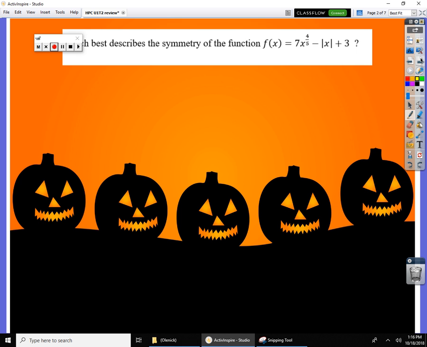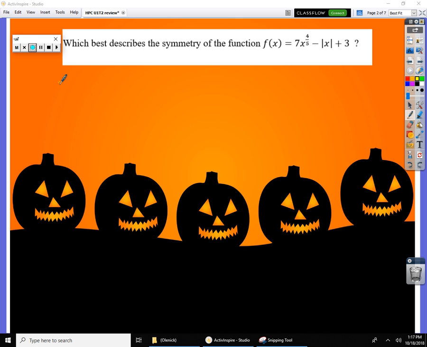Number 2. Which best describes the symmetry of a function? All right. How can I test the symmetry of the function? Who remembers? What do I sub in? What value? But you did give me a good idea. What value do I substitute in? Guys, this was in the last unit. How do I determine even and odd? What do I replace x with? Negative x. Thank you.